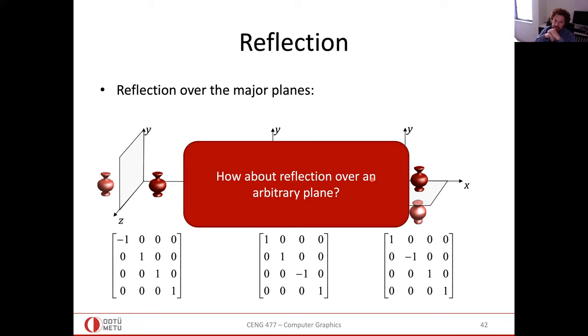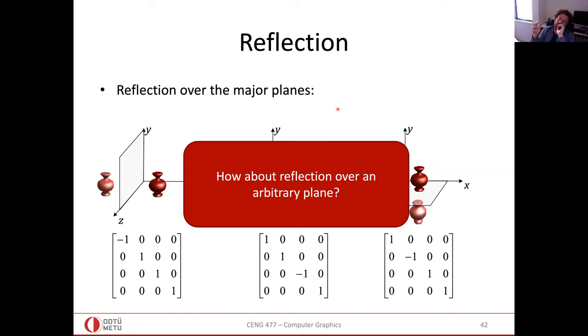How about reflection over an arbitrary plane? Let's think about this. This can be interesting to think about. Since in 3D, I can define any plane and I can reflect over that, let's think about the solution. The solution can be like this. That plane is defined by a point on that plane and the normal that defines the plane, a point and a normal. So move that point to origin, okay?